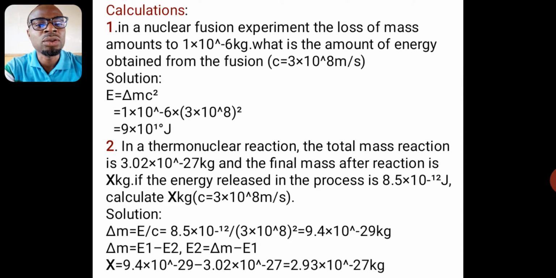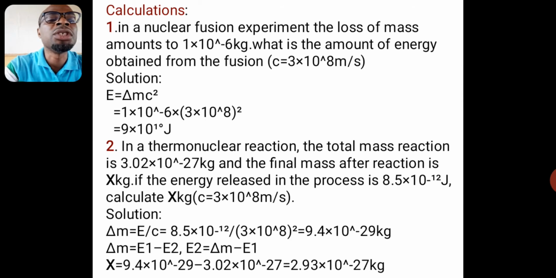E1. To make our x equal to, I think there is an error there, because if we look at that, we will see that if we make E2 go over to the other side, E2 now becomes E1 minus delta m. So x now should be 3.02 times 10 raised to power minus 27, minus 9.4 times 10 raised to power minus 29. Please take note of that.